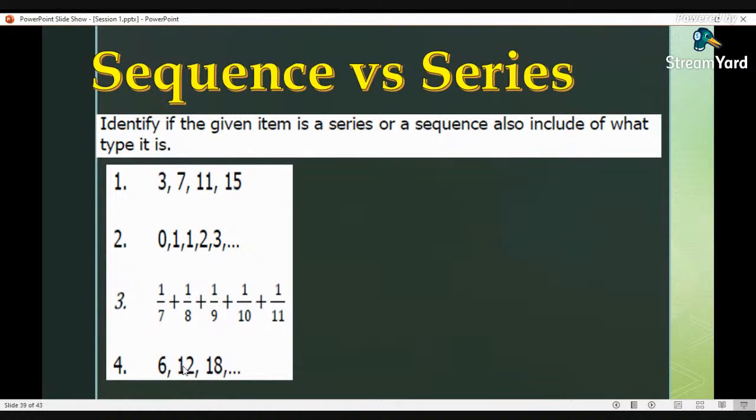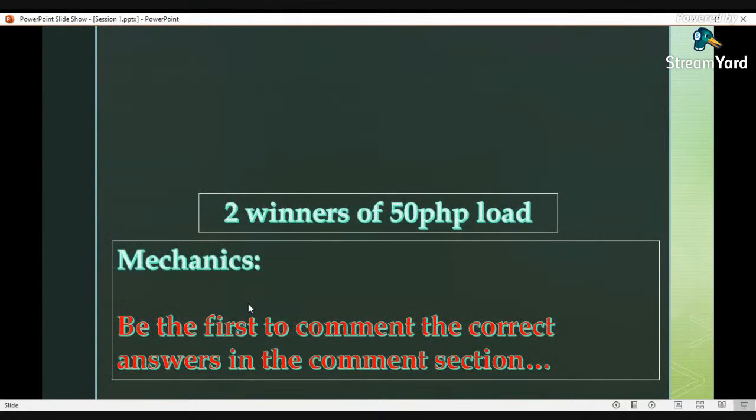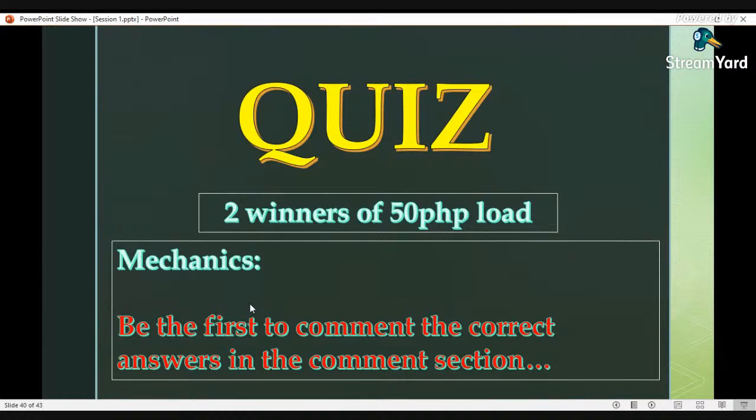And for number 4: 6, 12, 18. So 12 minus 6 is 6, and 18 minus 12 is 6. It has a common difference. Therefore, number 4 is an arithmetic sequence. Yay! We are now finished with our discussion and let's have our quiz.